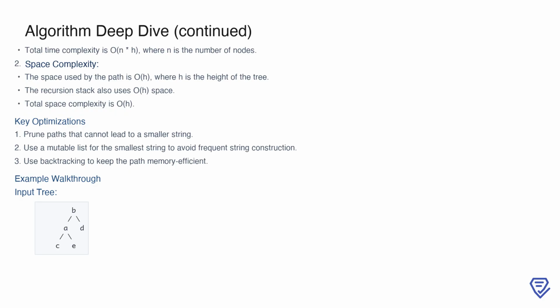To see how the algorithm works in practice, consider the example of a binary tree with the root node labeled B, its left child labeled A, and its right child labeled D. The left child of A is labeled C, and the right child of A is labeled E. This tree allows us to explore multiple paths and compare their corresponding strings to determine the smallest one.